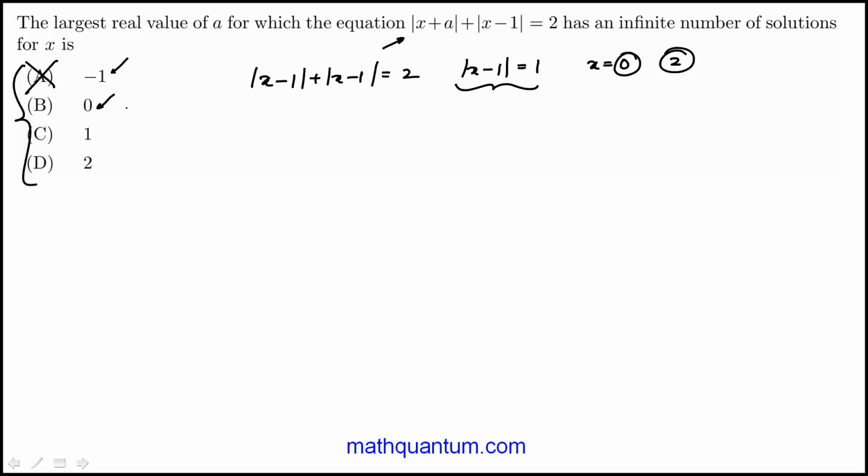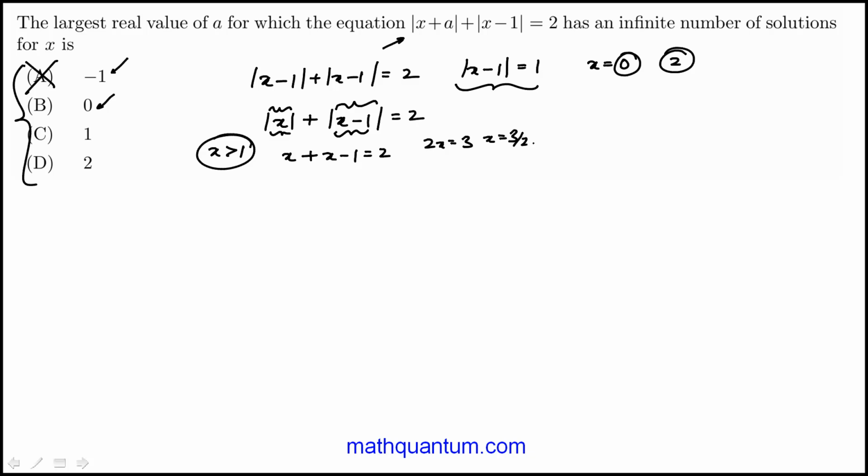Now, if we try other answer choices, for example, a is 0, you can use algebra here. We'll have to divide the number line where these quantities inside are positive or negative. So for example, if we start with x greater than 1, then both of these are positive. So that becomes x plus x minus 1 is 2, 2x is 3. So we have one solution.